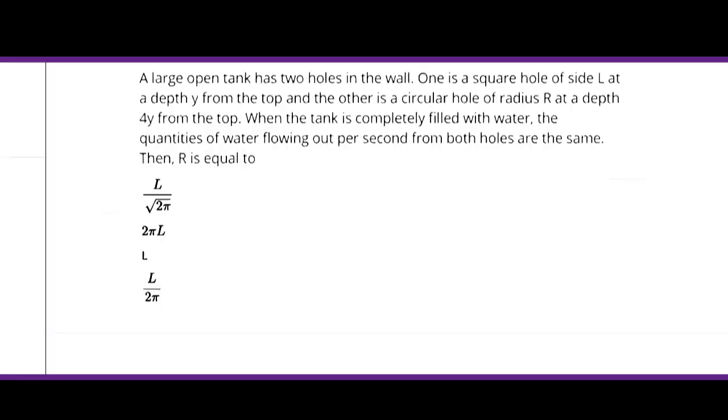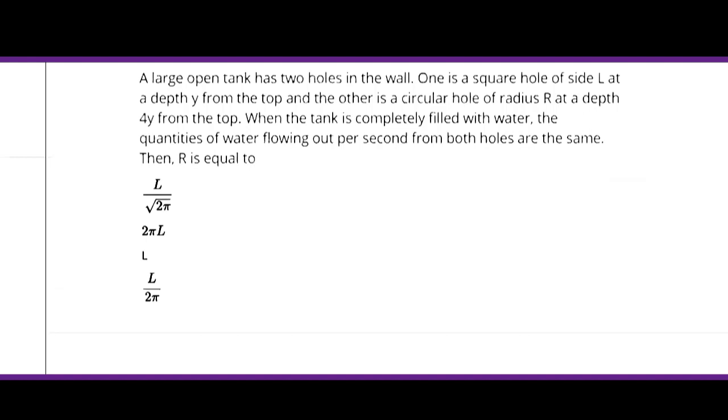Hello students, here's a question. A large open tank has two holes in the wall. One is a square hole of side L at the depth Y from the top, and the other is a circular hole of radius R at the depth 4Y from the top. When the tank is completely filled with water, the quantities of water flowing out per second from both the holes are the same, and the R is equal to.